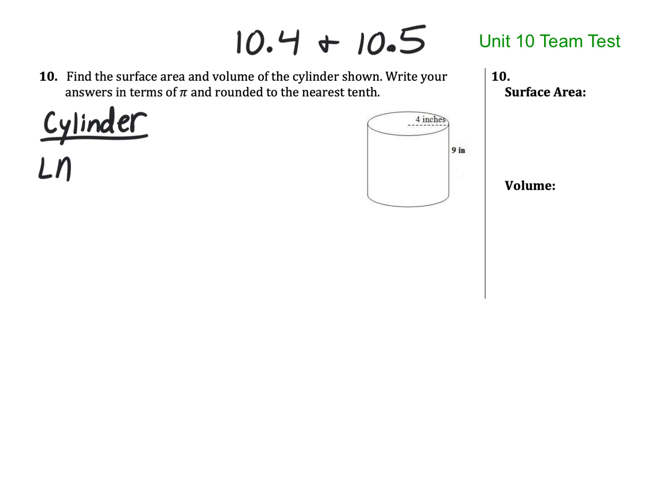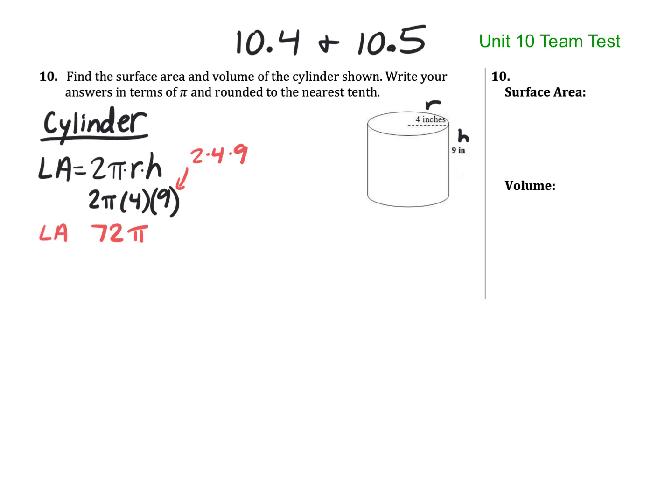For a cylinder, the lateral area is 2 pi times r times h. And you can see the r and the h are 4 for the radius, 9 for the height. So I need 2 pi times 4 times 9. And we want to keep the pi in our answer, so when you're doing your calculations, you can just type 2 times 4 times 9 in your calculator, and that's 72, and then move the pi to the end. So the lateral area is 72 pi.